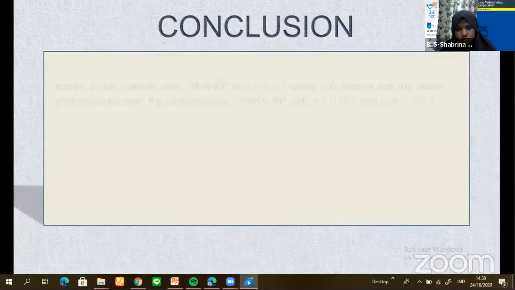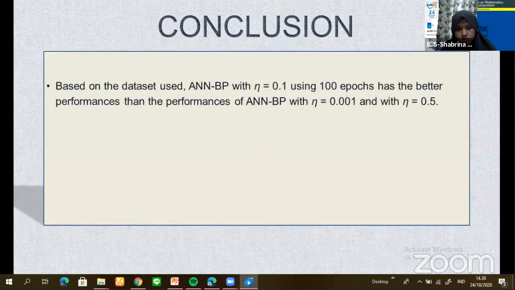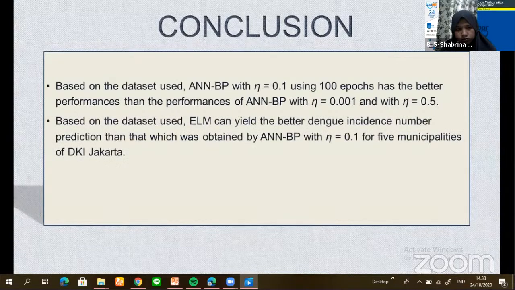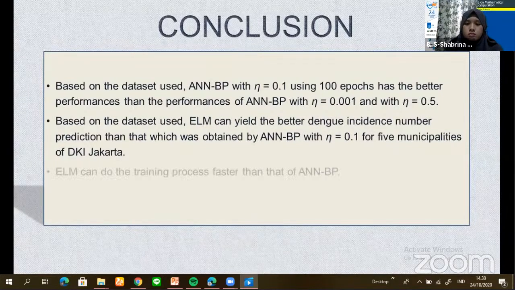Next is conclusion. So the conclusion of this study is, first, based on the dataset used, ANNBP with learning rate 0.1 using 100 epochs has better performance than the performance of ANNBP with the other learning rates. The second, based on the dataset used, ELM can yield better dengue incidence number prediction than that which was obtained by ANNBP. And the last conclusion is ELM can do the training process faster than that of ANNBP.